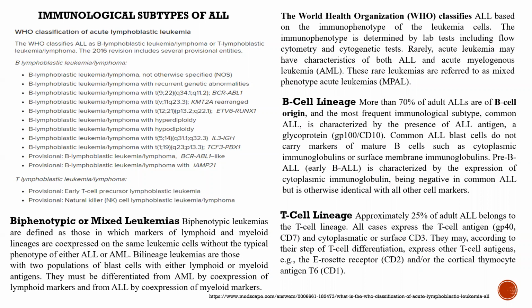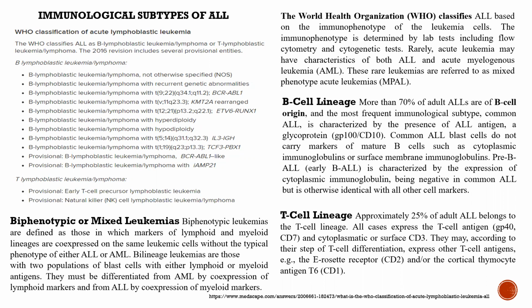The World Health Organization classifies all acute lymphoblastic leukemia based on the immunophenotype of the leukemia cells. The immunophenotype is determined by lab results, including flow cytometry and cytogenetic tests. Rarely, acute leukemia may have characteristics of both acute lymphoblastic and acute myelogenous leukemia. These rare leukemias are referred to as mixed phenotype acute leukemias.